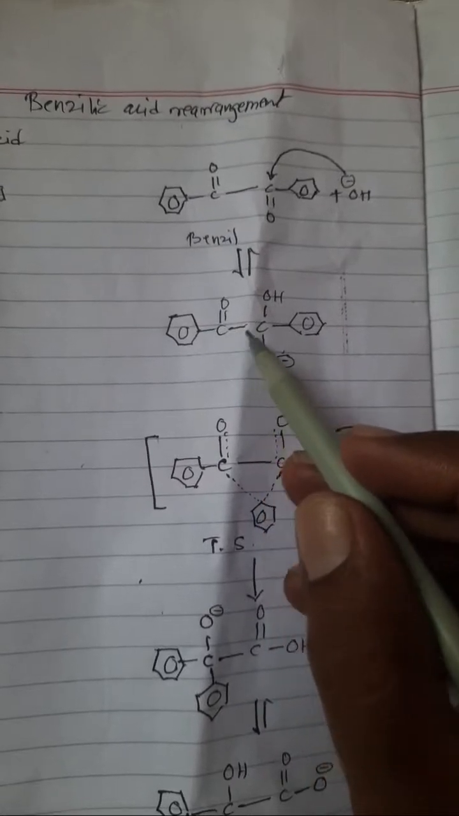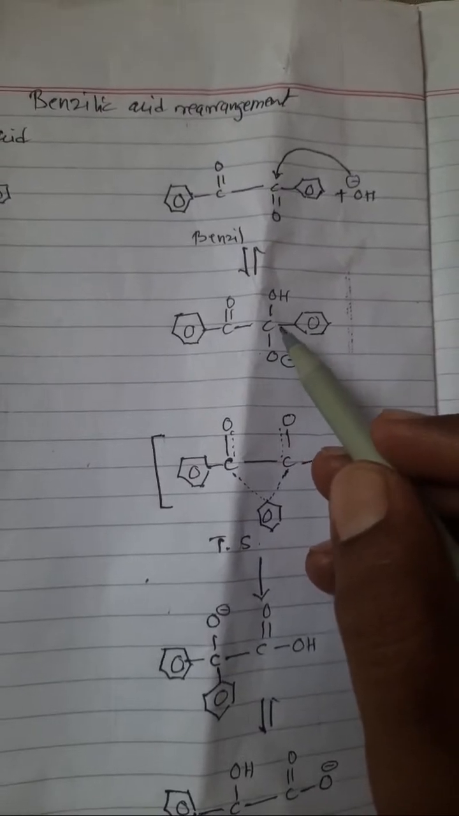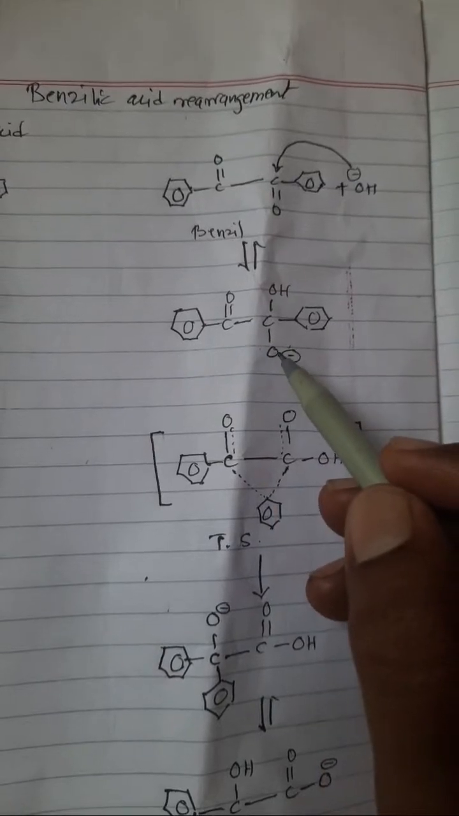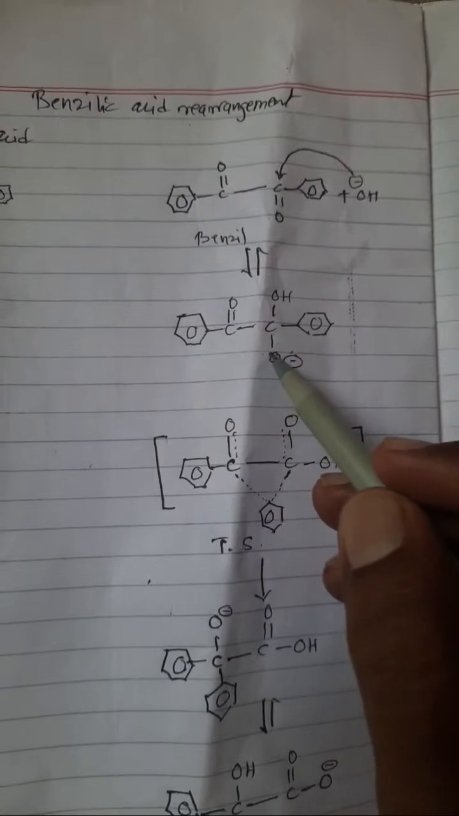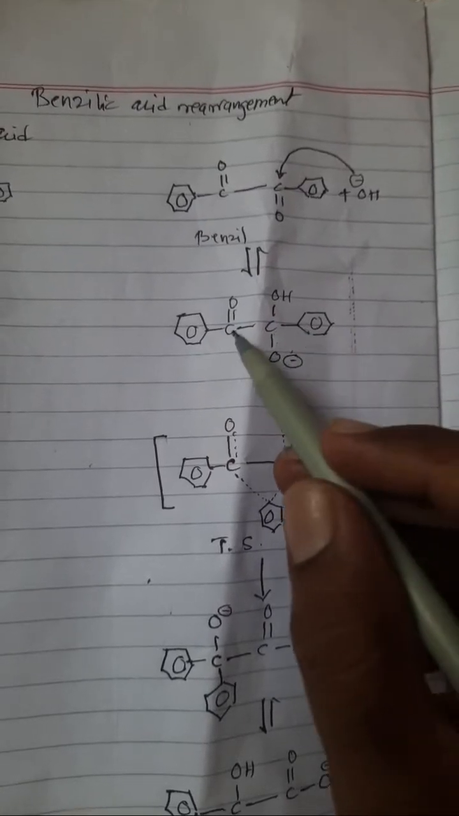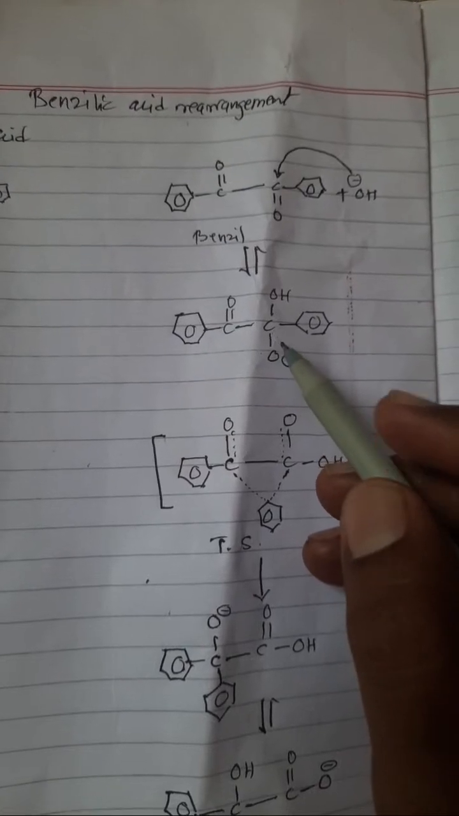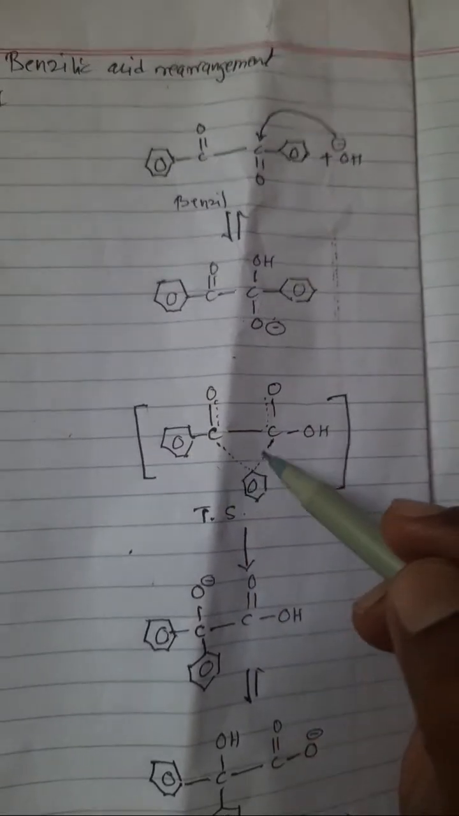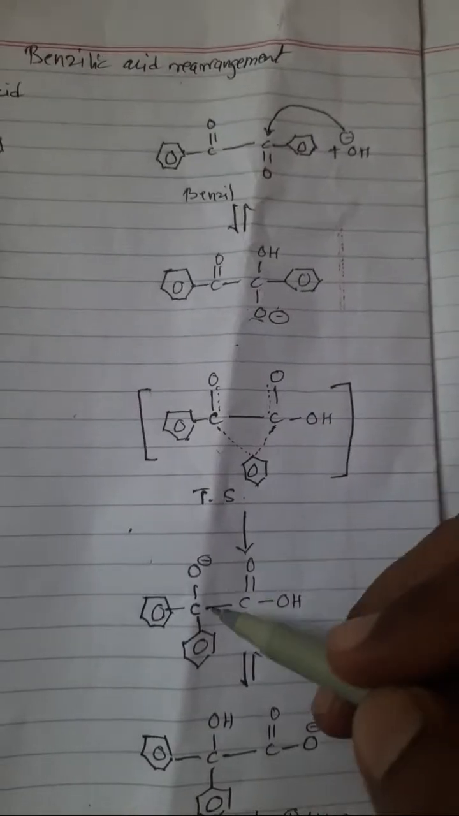The point is very simple: this phenyl is breaking with its electrons and connecting to this carbon. This oxygen is sharing electrons with this carbon, and everything is happening simultaneously. This is breaking, this is connecting, and oxygen's electrons are connecting with this carbon. So this is a transition state, and what is happening is shown here.